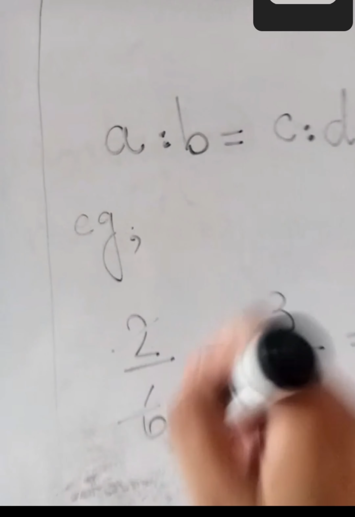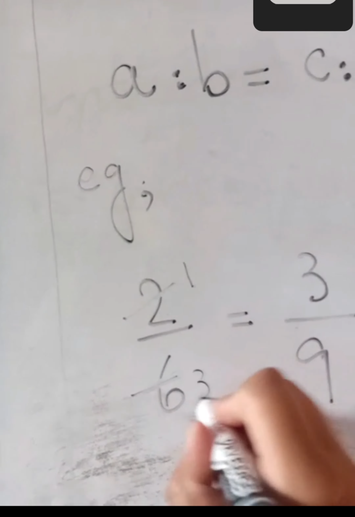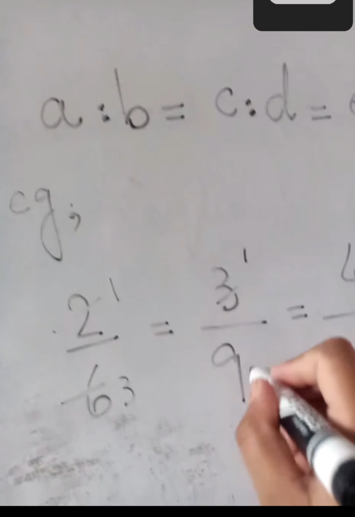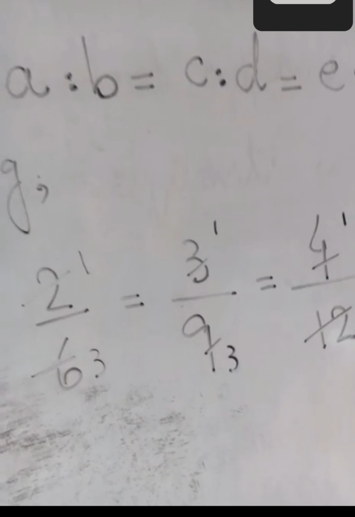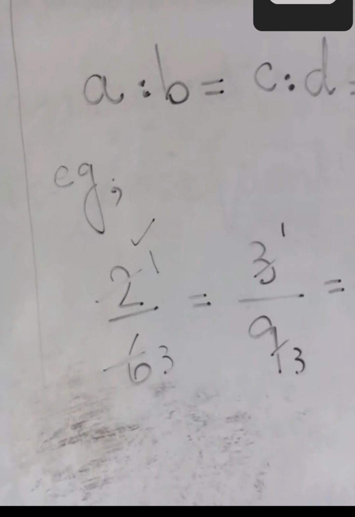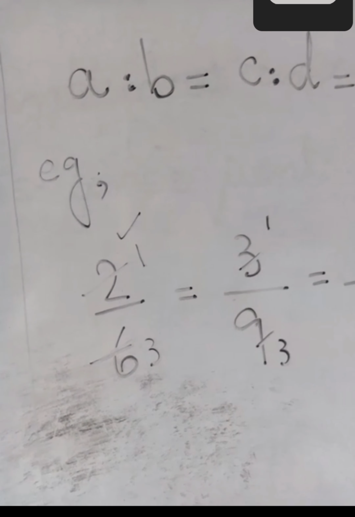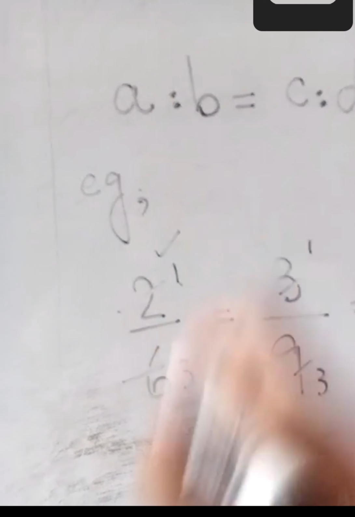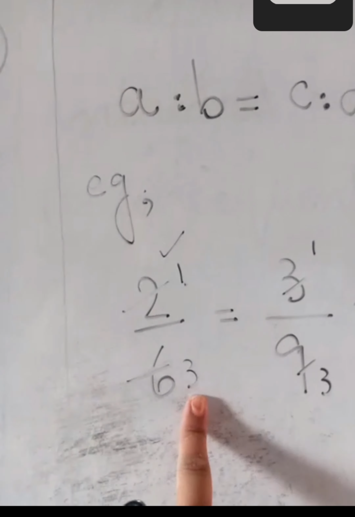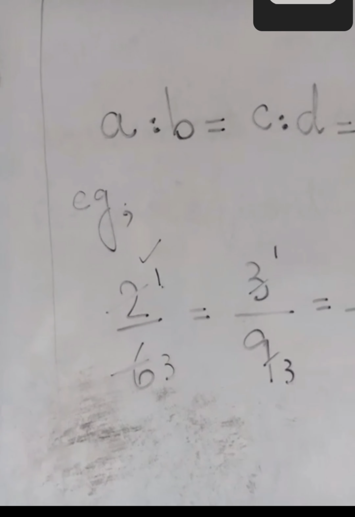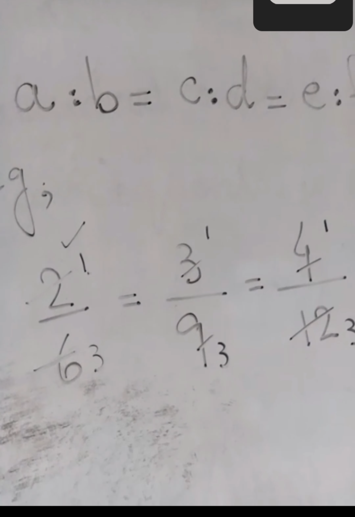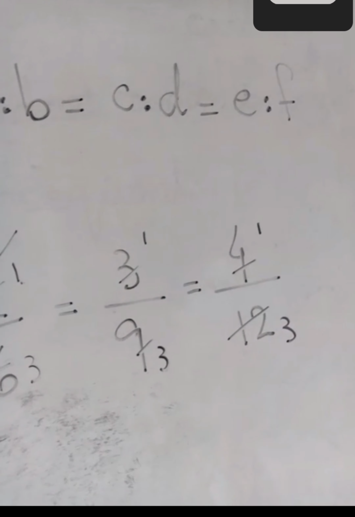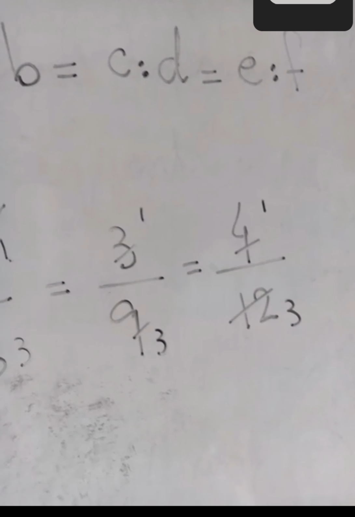Like here 2 by 6: 2 ones are 2, 2 threes are 6. Similarly here 3 ones are 3, 3 threes are 9. Similarly here 4 ones are 4, 4 threes are 12. So from this we got the answer 1:3. The numerator becomes the antecedent and the denominator becomes the consequent. 1:3 is equal to the other one, which is also 1:3, and equal to the next one, which is also 1:3.